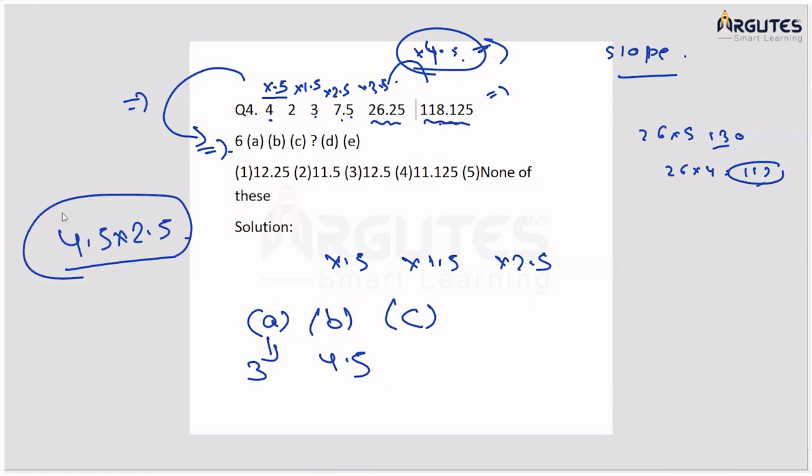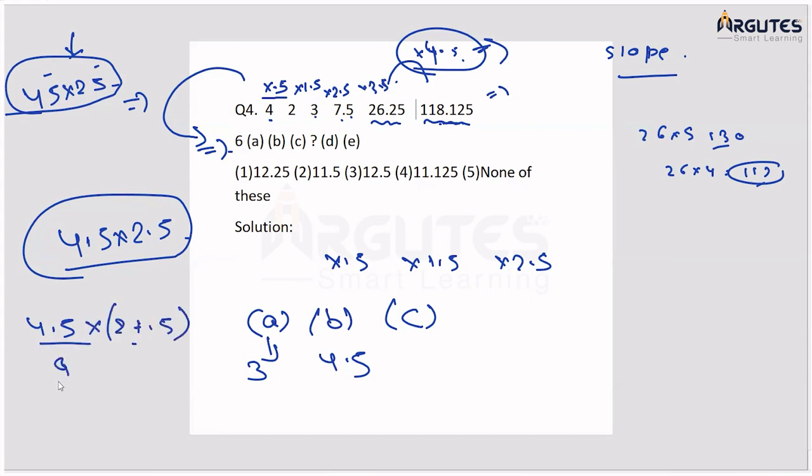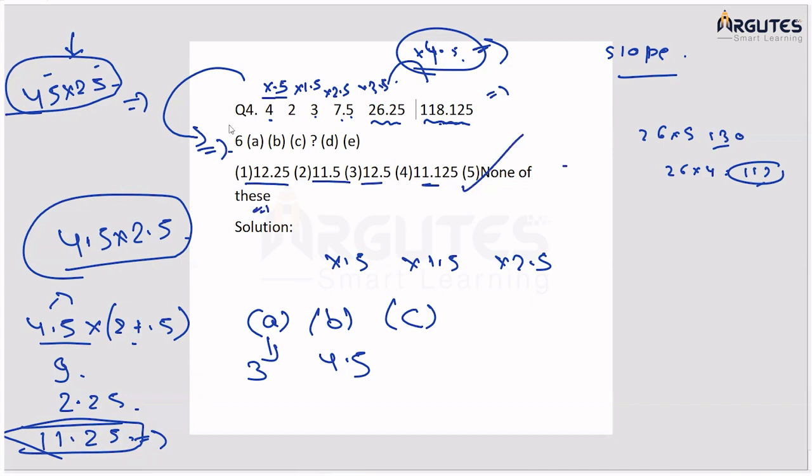Once I told you, just forget the decimal for some time and it becomes 45 into 25, and I have explained how to calculate two numbers which end with 5 at the unit digit. You can also do it by another method: write it as 4.5 into 2 plus 0.5. So 4.5 into 2 is 9, and half of 4.5 is 2.25, so it becomes 11.25. So here your option will be 11.25. This is not 11.25, this is not, this is not, this is not. So the fifth, none of these, will be our correct answer.